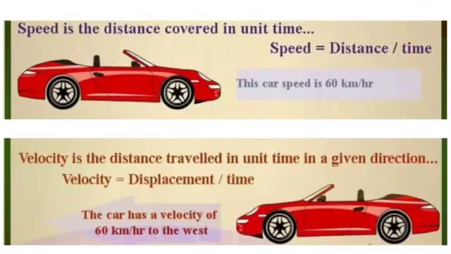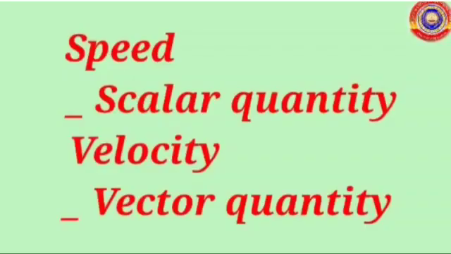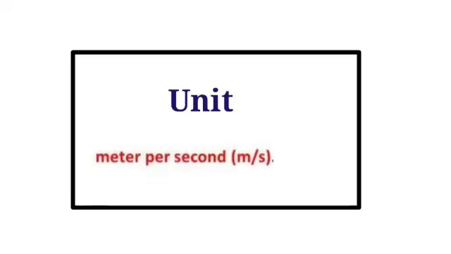Dear students, today we have studied velocity and speed. Speed is the distance travelled in unit time and velocity is the displacement in unit time. Speed is a scalar quantity and velocity is a vector quantity. Both have the same unit, meter per second.